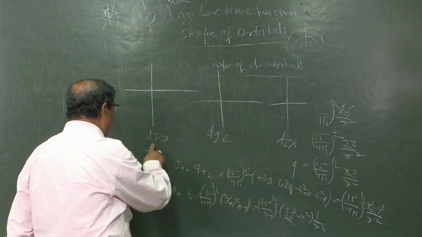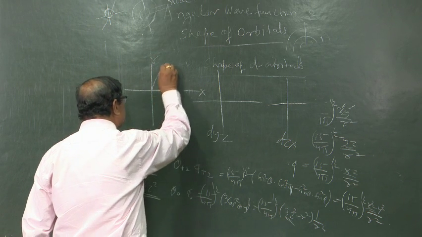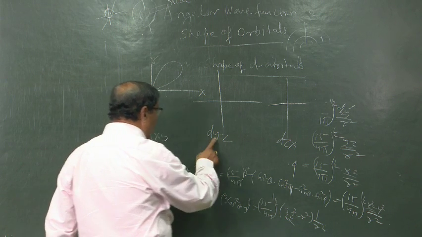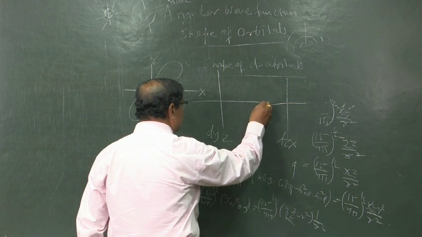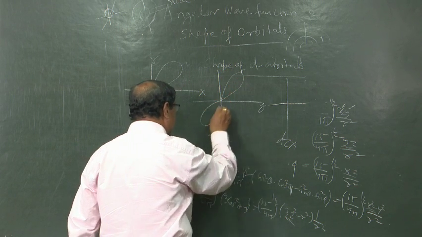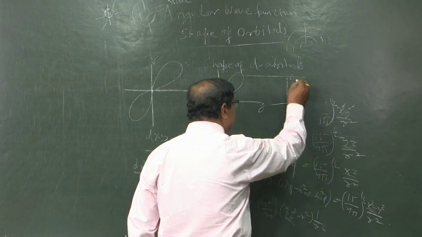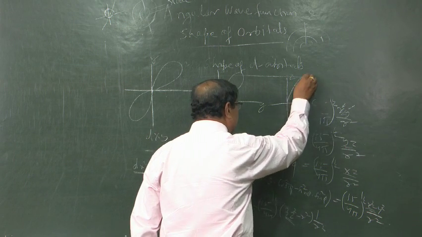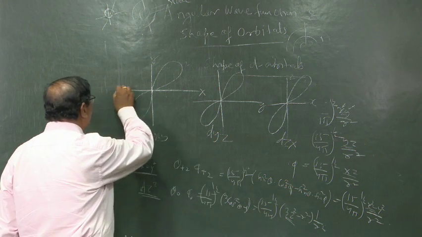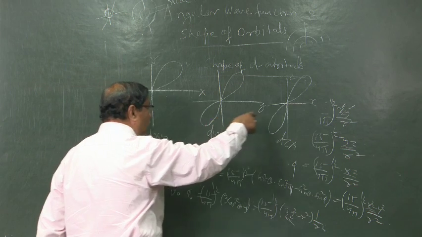This is your dxy orbital. So, the lobes will lie in between x and y. This lobe will lie between y and z, so this is y and this is z. So, the lobes will lie along y and z. Here the lobes will lie between z and x, so this is z and x. So, the lobes will lie along z and x. Then there is another x and y. So, two lobes have one sign.